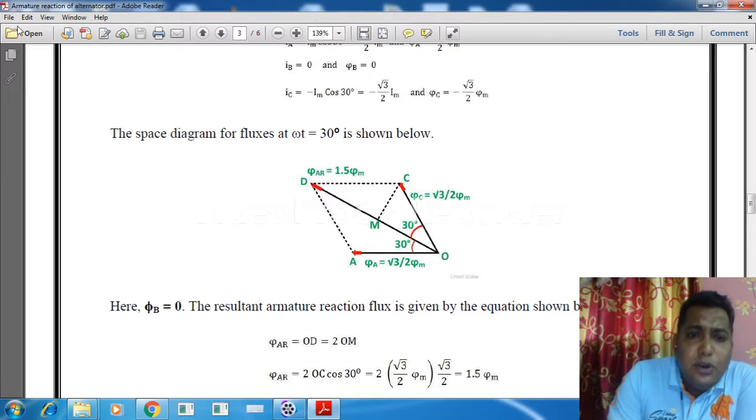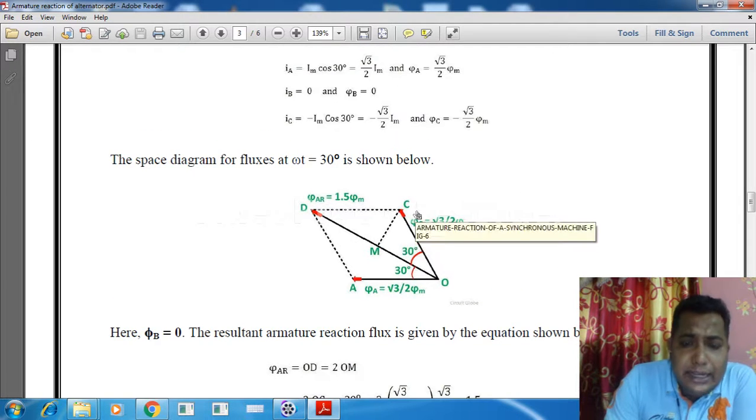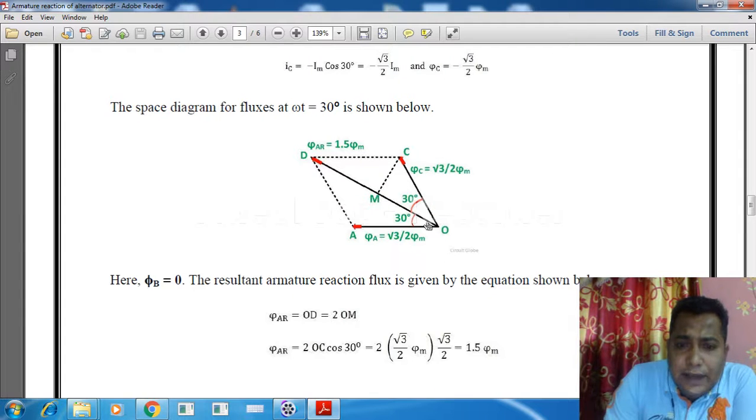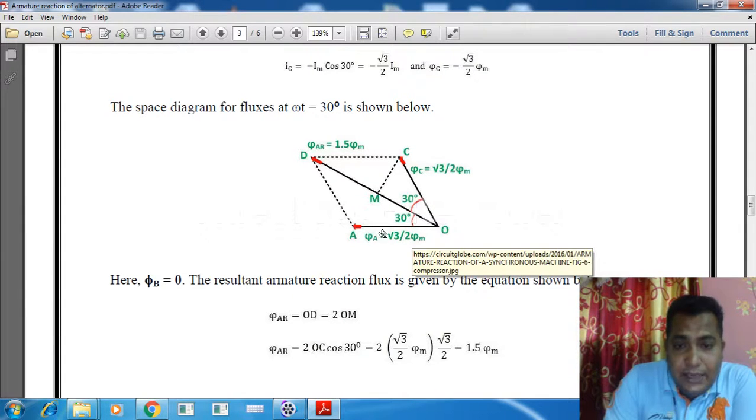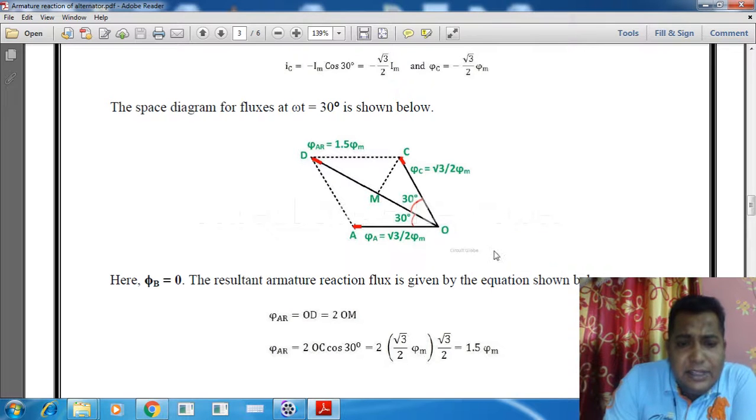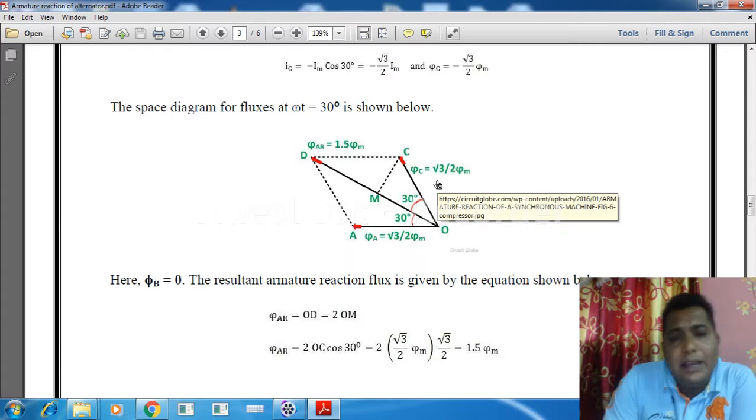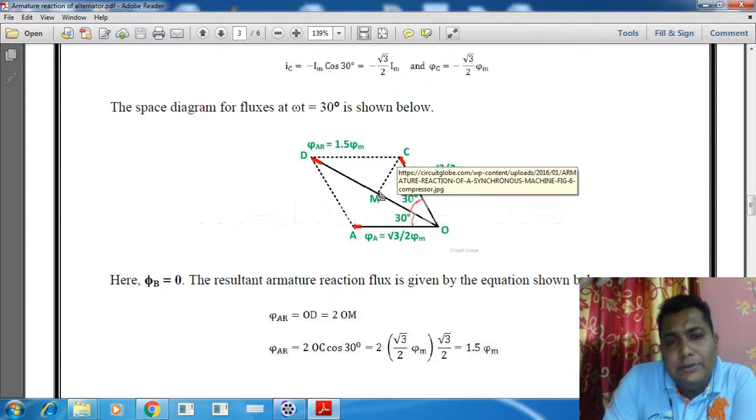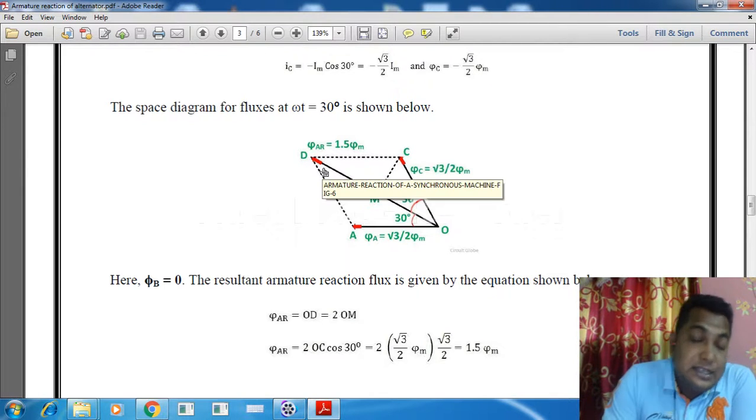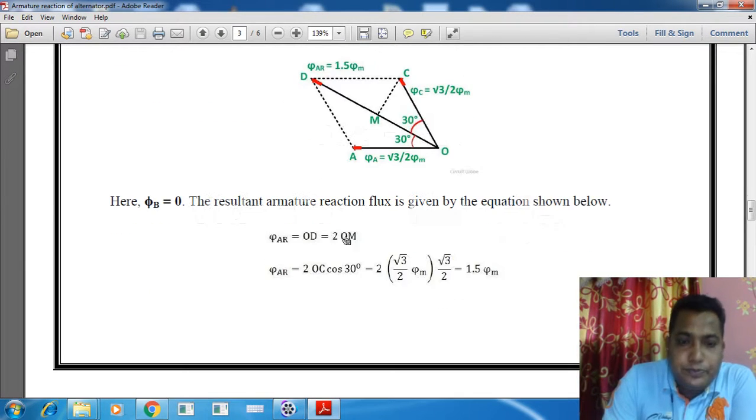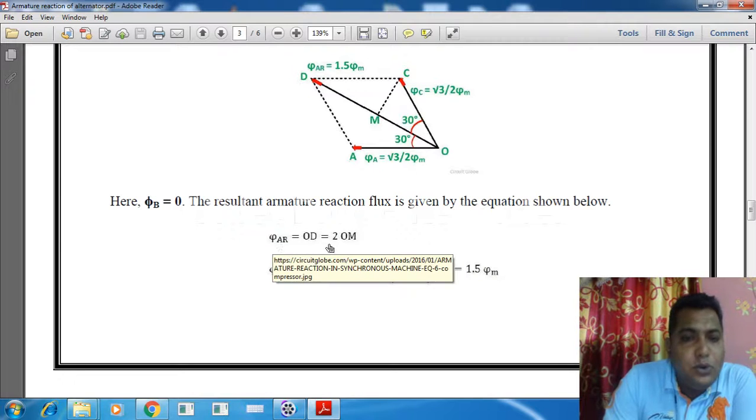Now, this is 30 degrees we have shifted. So this is phi a, phi b is 0, phi a value is there and phi b value is there, and this is the resultant. So we can find the resultant. For finding it, we have used the geometrical method here. From there we have drawn a perpendicular over this line, drawn in such a way that dm is equal to mo. So phi ar is equal to od, which is equal to 2mo.